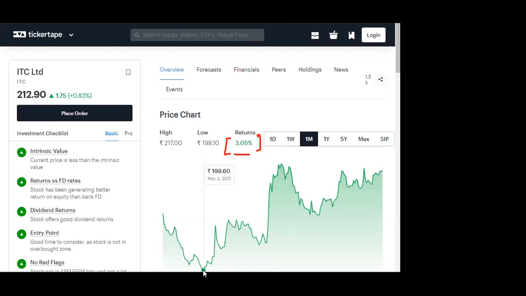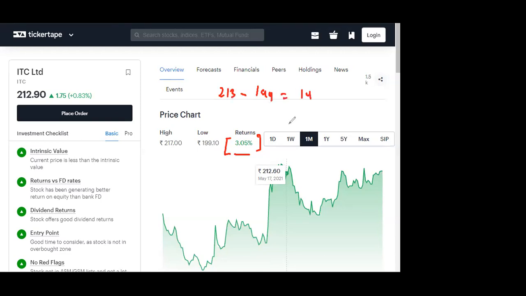199. Yes. And if you talk about May 17, what was the price? 230. What is the change? There are lots of reasons, I'll tell you. The return percentage is 3.05%? No, that is not 3.0. Let us see now. So 199, right? And it was 213, 212.